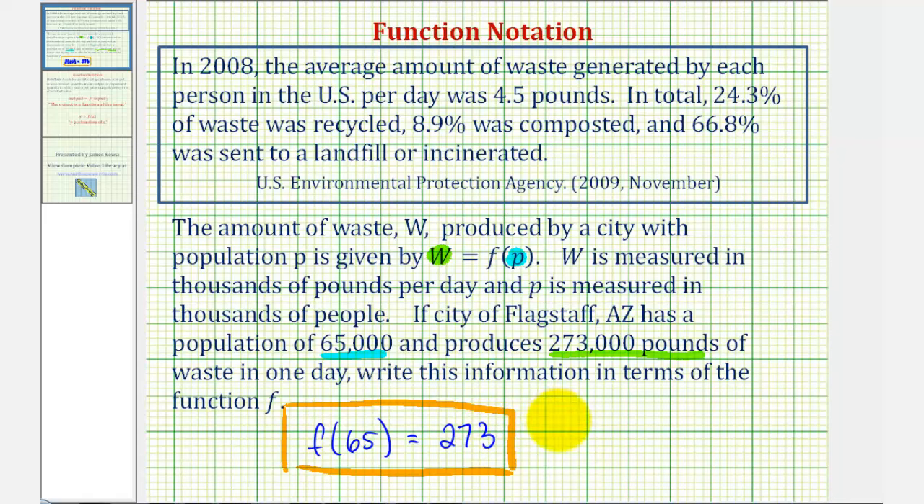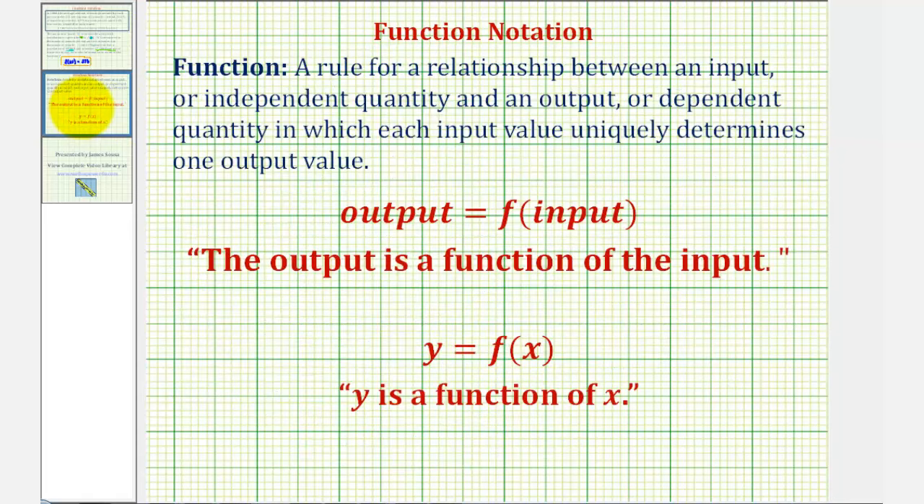Just in case you need the extra review, let's review the definition of a function. A function is a rule for a relationship between an input or independent quantity and an output or a dependent quantity in which each input value uniquely determines exactly one output value. So it's important to remember when we have a function, each input determines exactly one output. We can also say the output is equal to a function of the input, or if we have y equals f of x, we would say y is a function of x.